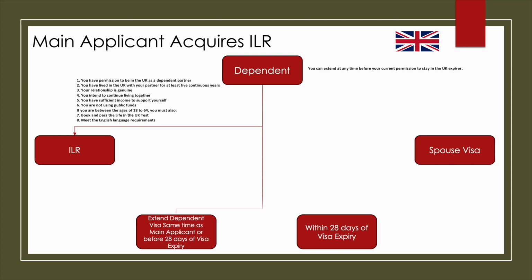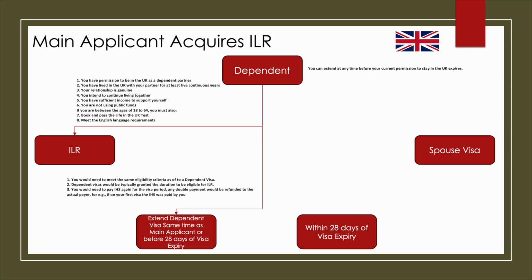Now let us look at second and third option together as both have similar rule sets. If the dependent decides to extend their visa same time as the main applicant applying for the ILR application, or if the dependent decides to extend their visa before 28 days of visa expiry, in both options the same set of rules applies. So it would be similar to previous rule sets. So the dependent would need to still reach the eligibility criteria for dependent visa, and the dependent visa would typically be granted for the duration to be eligible for ILR for the dependents, and they would need to pay the IHS fee for the overlapping period as well.